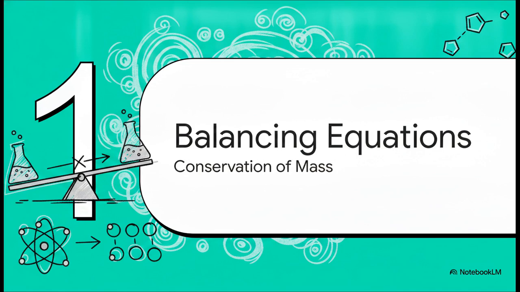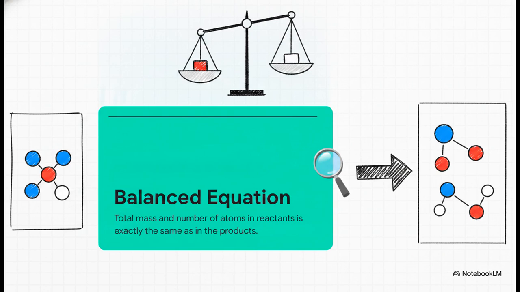Section 1. Balancing equations, the law of conservation of mass. Right, before we start shifting chemical formulas around, we have to recall a golden rule. Atoms can't just magically appear out of thin air, and they absolutely cannot disappear. No magic here, they simply rearrange themselves. So, a balanced equation is simply one where the total mass and the exact number of atoms of each element in the reactants is perfectly equal to what you have in the products.